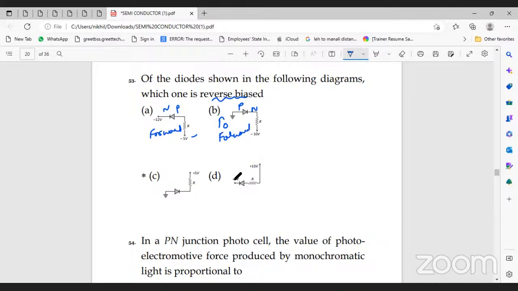This negative is connected to +5, and positive is connected to +10, which means this is also forward bias. This is 0 volt because it is grounded. If P type is connected to 0 volt and this negative is connected to +5 volt, which is at a higher voltage, this should be a reverse bias. It is connected reverse.